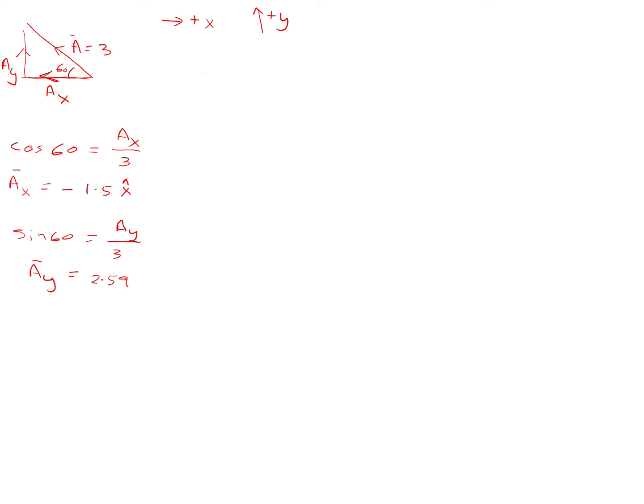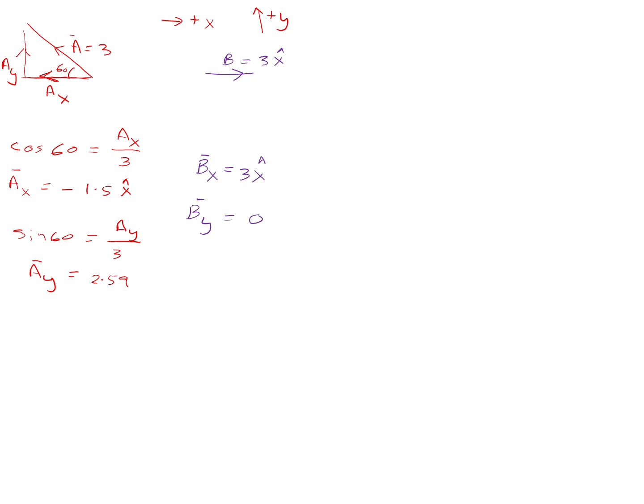Now let me use a different color. Vector B is 3 x hat. It is along the horizontal direction, therefore we don't need to do anything. If it is vertical, same thing, it has only one component. 3 x hat, and there's no y component, therefore I can put 0.